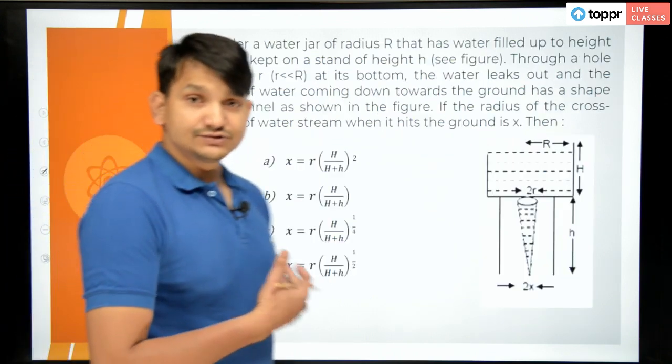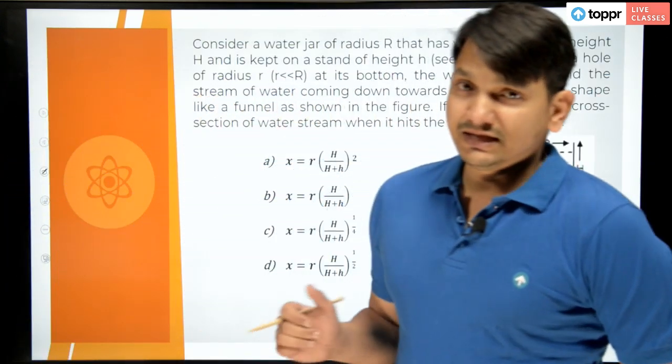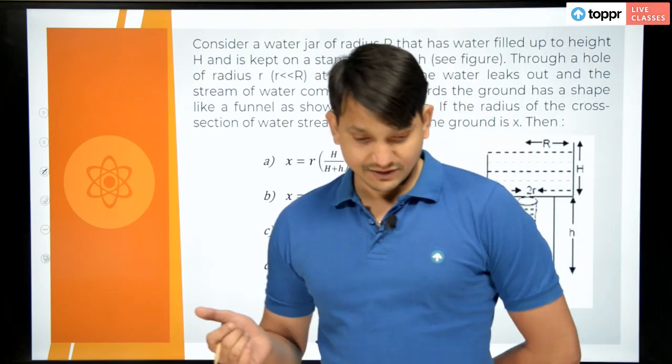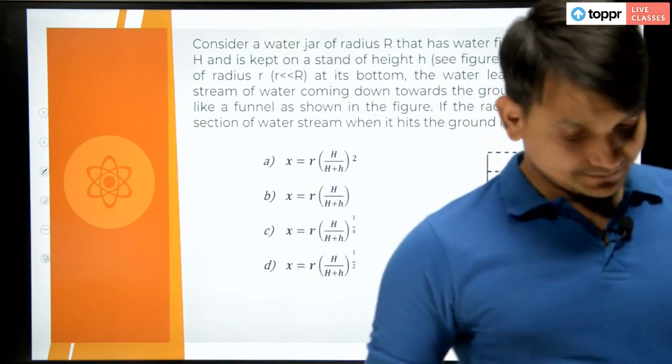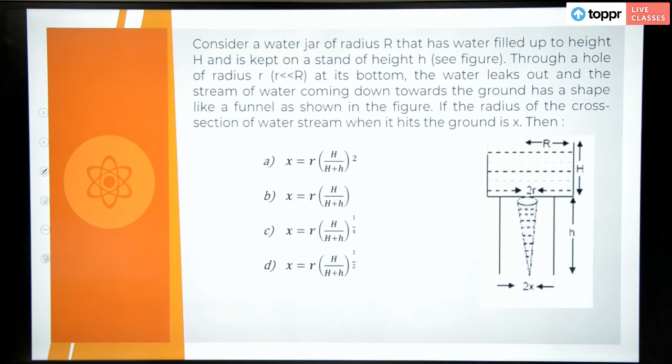Okay, so this question is related with the theory of continuity. Let us read it together. Consider a water jar of radius R that has water filled up to height H and is kept at a stand of height h. So, the stand of height is small h. You can see that in the figure, right?